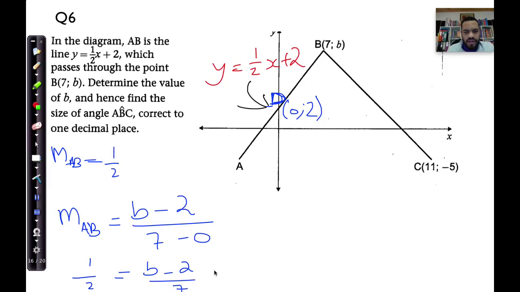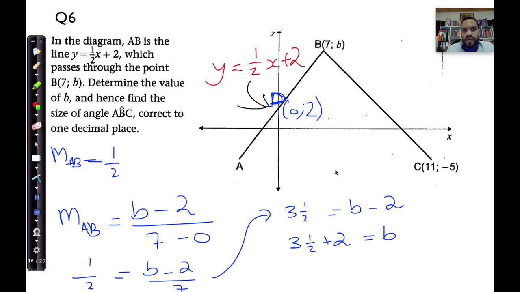Okay, and with a little bit of calculation we can find the value of b here. That's going to be 7 multiplied by a half, which is 3.5. 3.5 is equal to b minus 2, which then means that 3.5 plus 2 is equal to b. And so there we've got the first thing. The coordinates of position b here are 7 and 5.5.